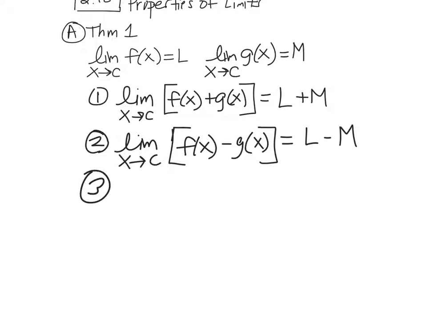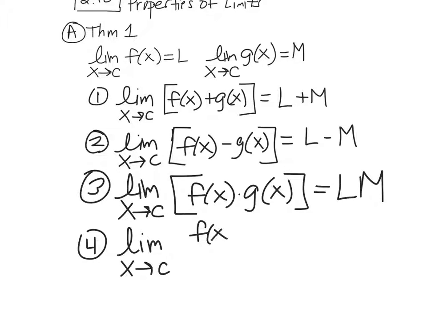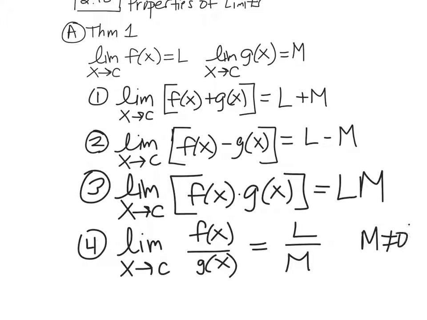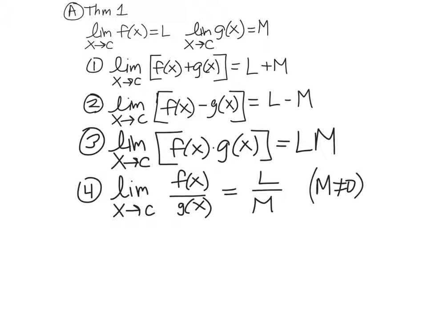The third one, we'll do multiplication. So if you take your 2 functions and you take the limit as x goes to c of f of x times g of x, you'll get L times m. And then it also works with quotients. So the limit as x goes to c for f of x over g of x will equal L over m as long as m is not 0, because then it'll be undefined. There you go. Those are 4 very basic, easy properties to know. And we're going to use them in just a minute.